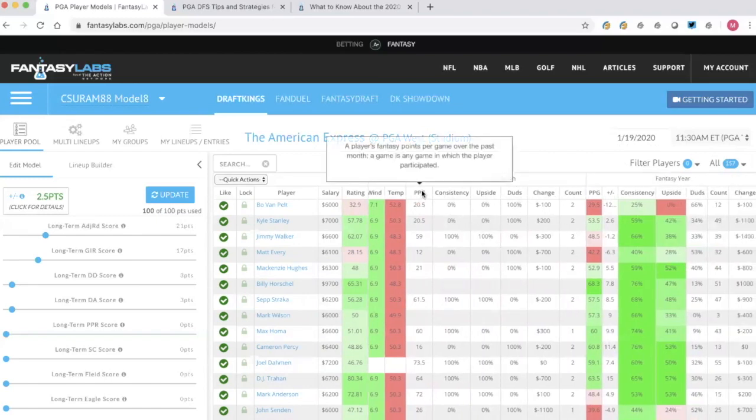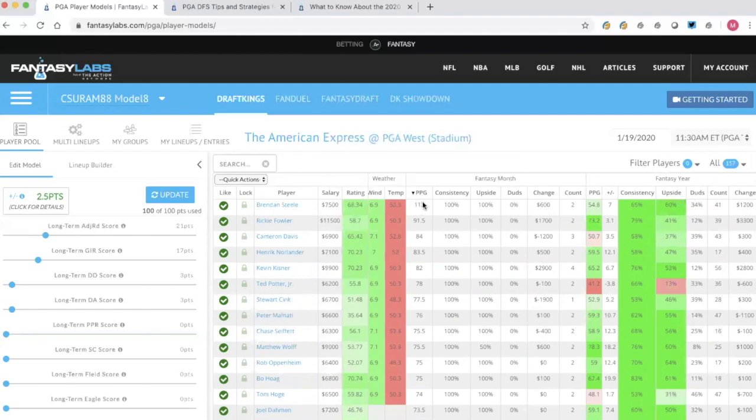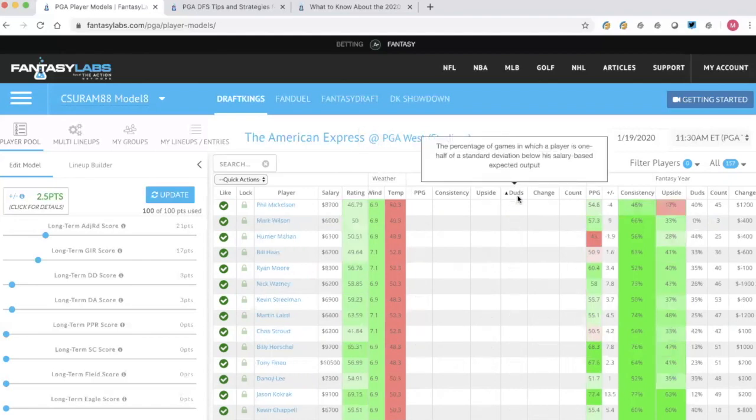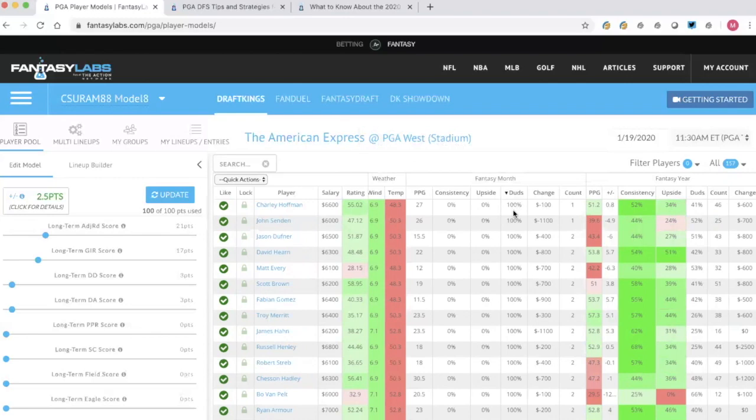Points per game is simply how many points they are earning per start over the past month. So Brennan Steele here, he's played 2 tournaments and he's averaged 113 DraftKings points per start. So that's obviously very, very good. Consistency rating, upside. This is going to be how often they're meeting value in terms of consistency and exceeding value in terms of upside. And then duds is how often they are failing to return value.